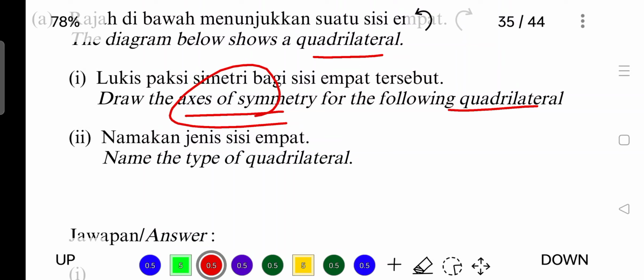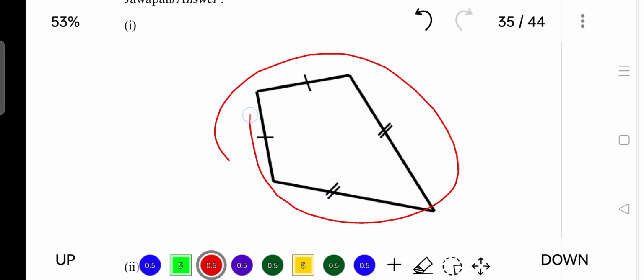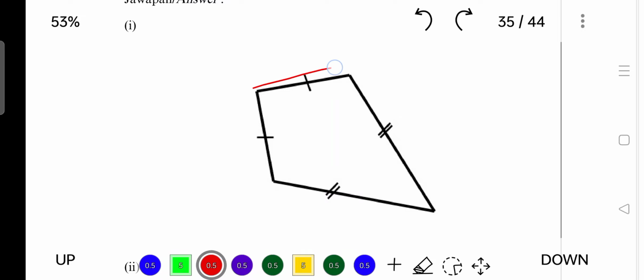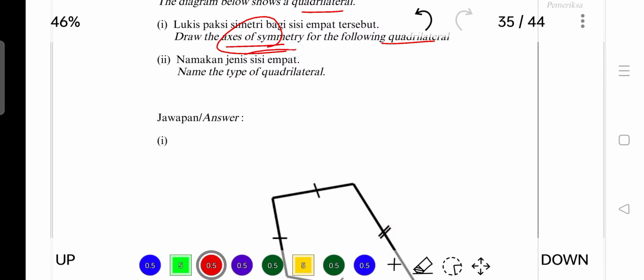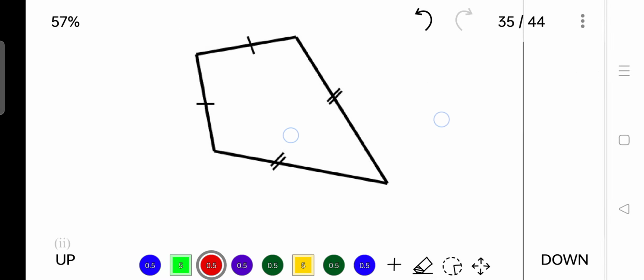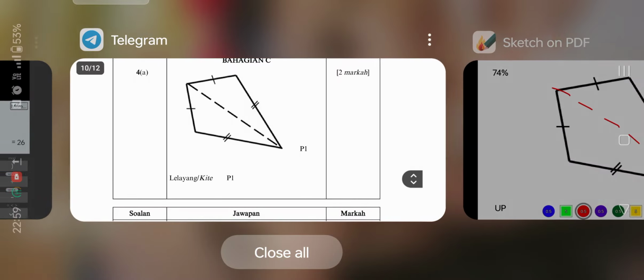If you still remember, what is the axis of symmetry? They have given you a quadrilateral. Quadrilateral simply means a four-sided polygon, right? You just have to draw the axis of symmetry. It is very simple. You just have to take a ruler and a pencil and divide it exactly at the middle, right? So you get one mark over there.